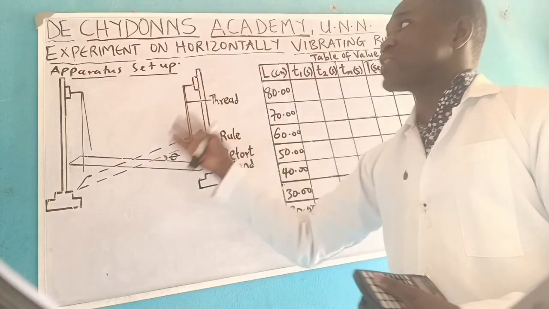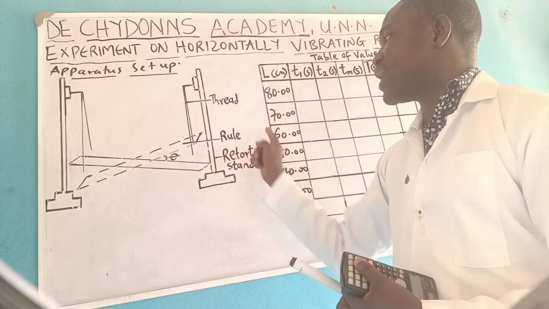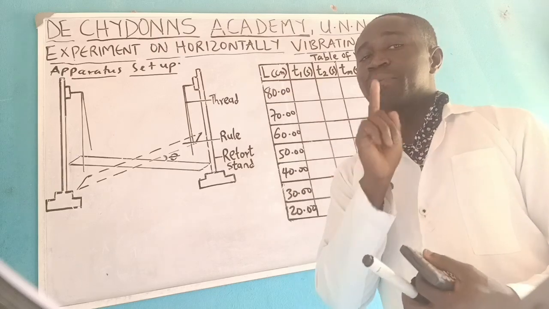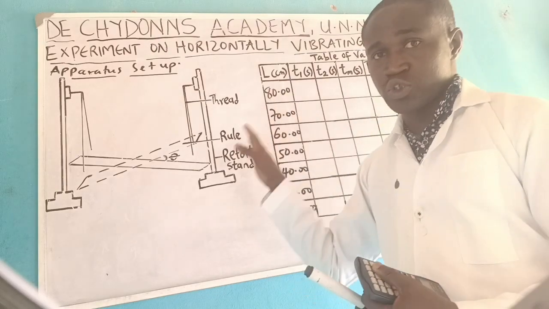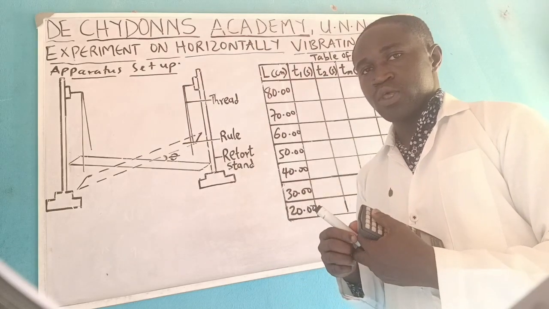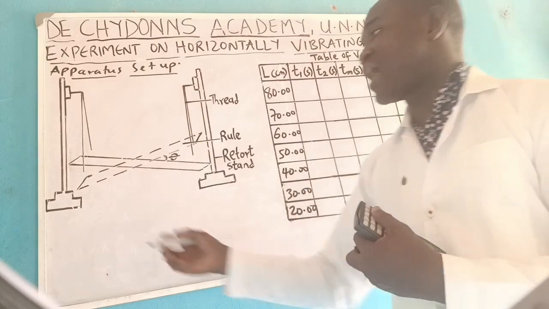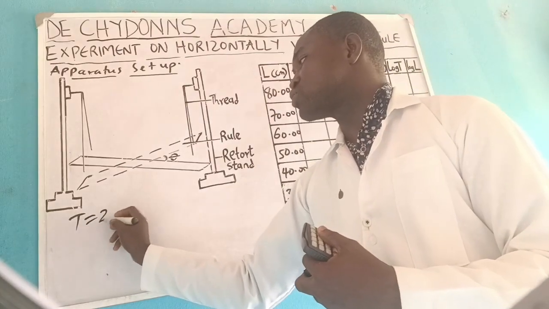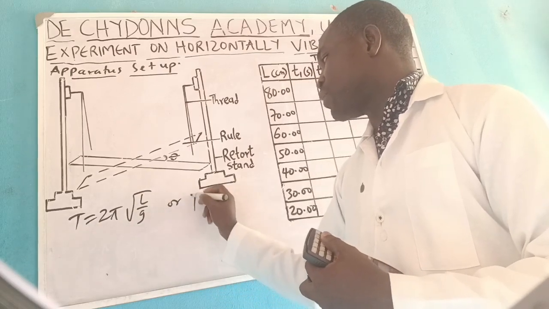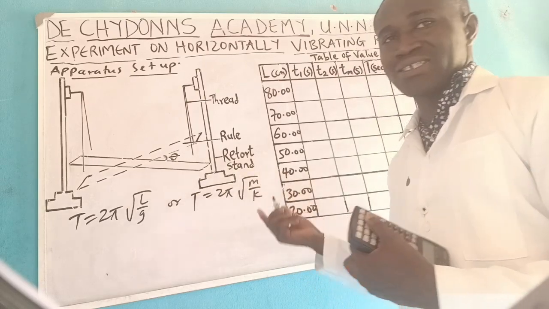So this is the apparatus setup of this experiment, where you have the thread, the retort stand, the meter rule, and the angle of displacement. Now, it is important to note that this experiment obeys all the principles of the simple pendulum. In the simple pendulum, we have a lot of formulas, and one of such formulas is that the period is equal to 2 pi root L over g. We also have period equals 2 pi root m over k and others.